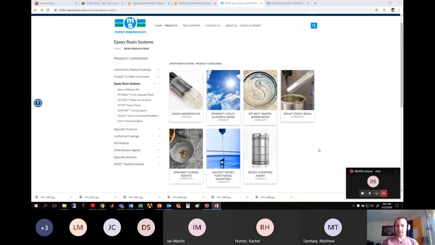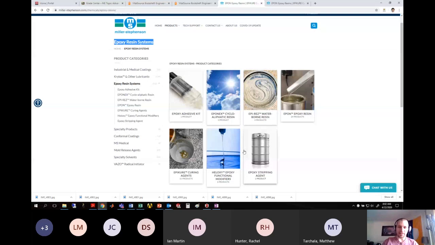This is a website for a distributor of epoxy resins and curing agents, as well as some other materials, called Miller Stevenson. You see Miller Stevenson up here in the upper left. Right now I'm in a category of their website that describes the epoxy resin systems. Here are the products that they offer related to epoxy resins. There are a lot of things here, but really what we care about is this epoxy resin on the right-hand side. EPON is their trade name for their epoxy. And then the curing agents, Epicure is their trade name for their curing agents. So the EPON Epicure Part A, Part B epoxy curing systems.